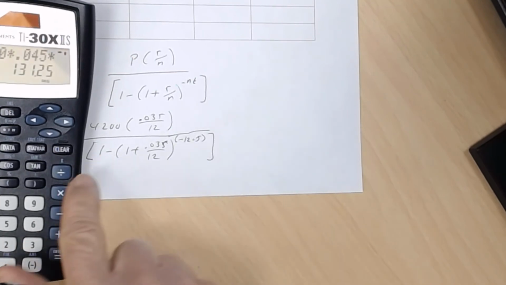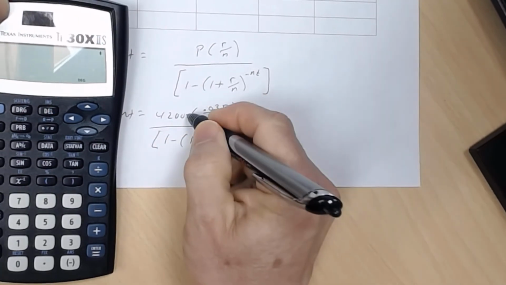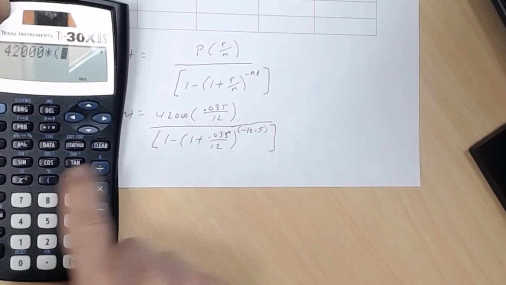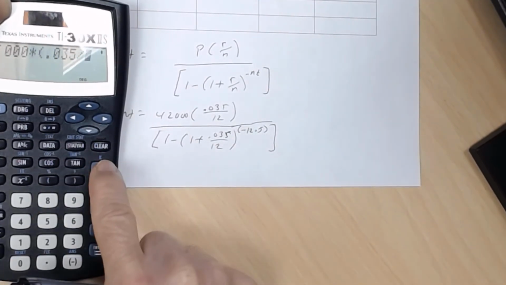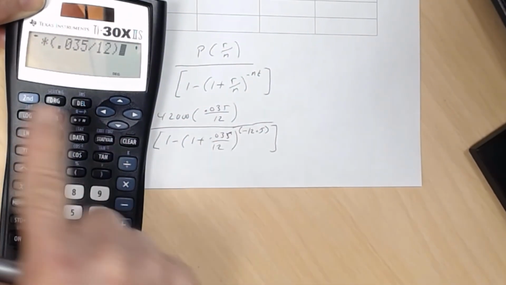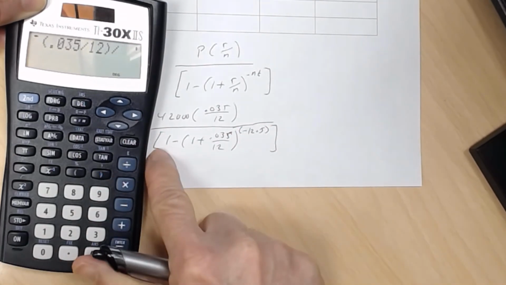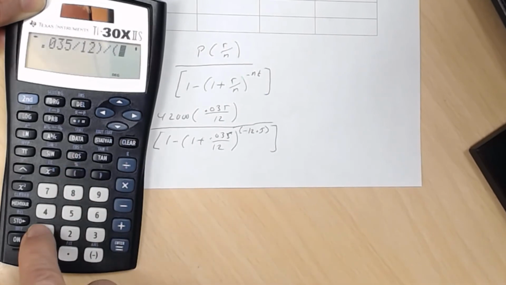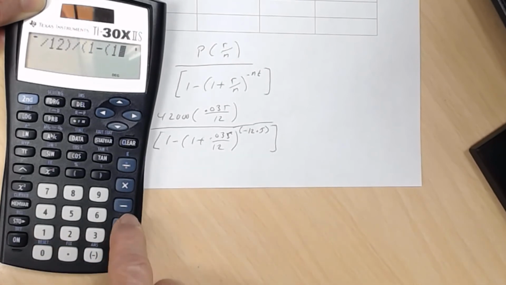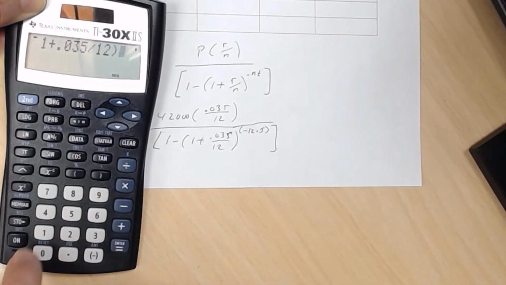Put it exactly as you see it. So 42,000, that should be 42,000, times, in parentheses, 0.035 divided by 12. Close the parentheses, so that's your numerator. Then say divide, because you're dividing. Now the bracket we're going to put in is parentheses: parentheses 1 minus parentheses 1 plus 0.035 divided by 12, close that parentheses.